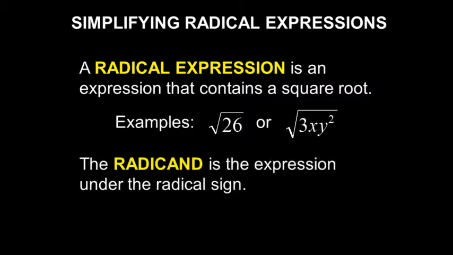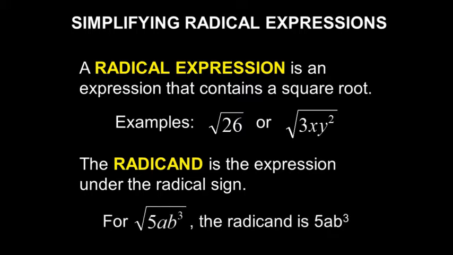Next, the radicand is the expression under the radical sign or the square root symbol. Example, the square root of 5ab cubed. The radicand in this radical expression is 5ab cubed. The same case in the examples of a radical expression, the radicand is inside of the radical symbol.